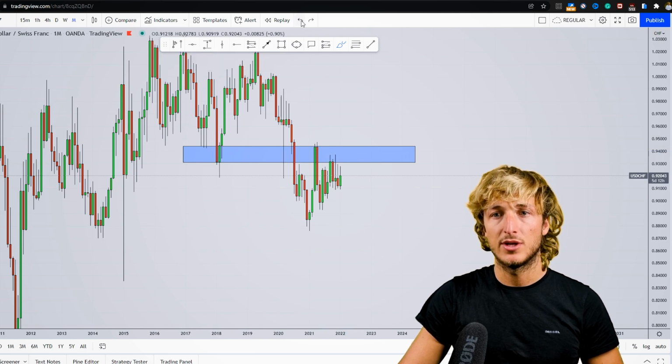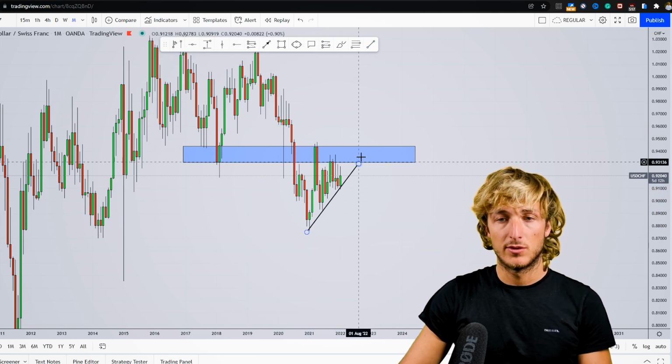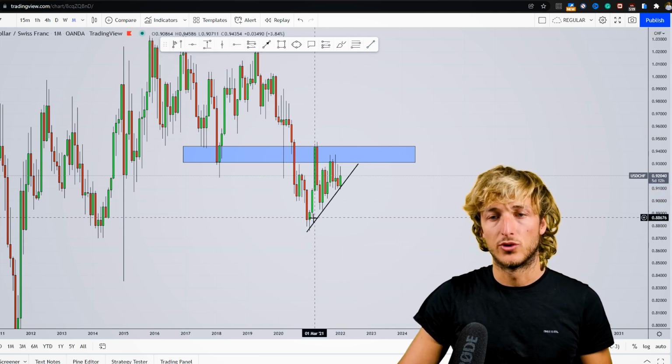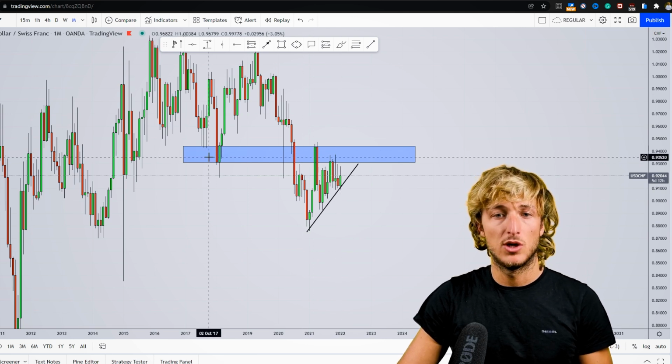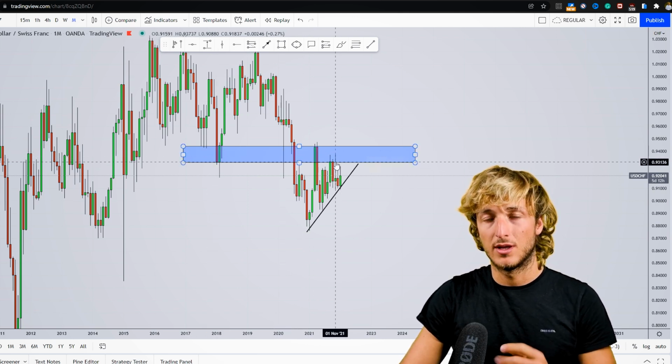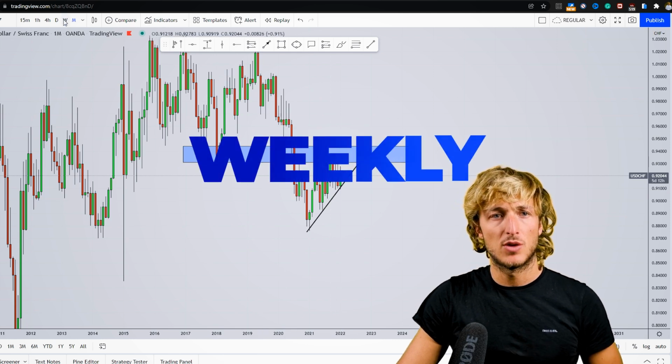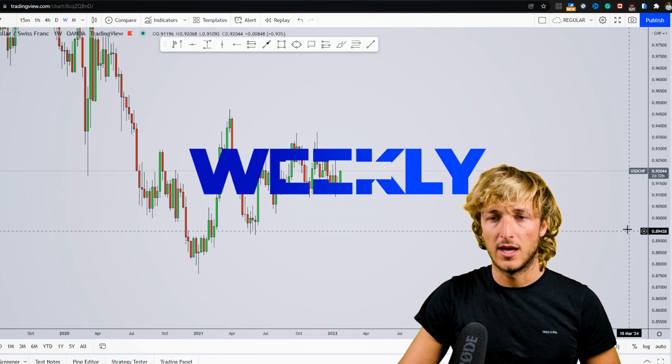So what is actually happening here on the monthly is that we're kind of bounded from below from this dynamic support given by this trend line, and above we are bounded by the resistance, which is actually previous support now turned resistance. Dropping down on the weekly time frame, what do we have?